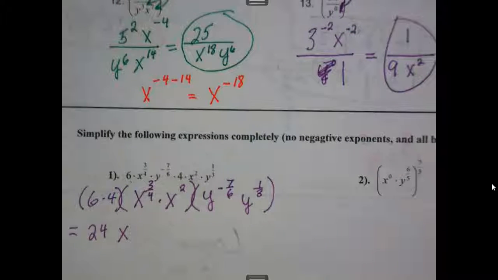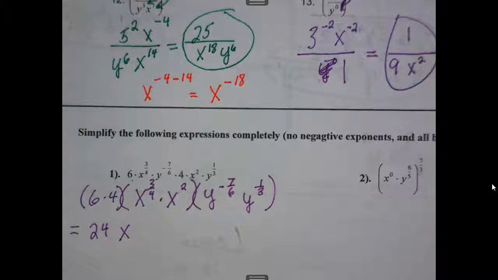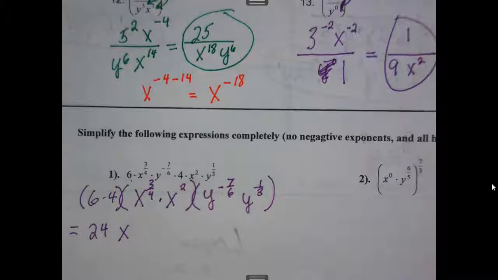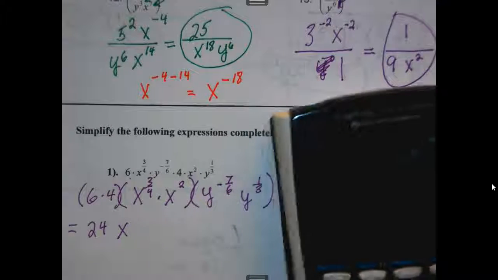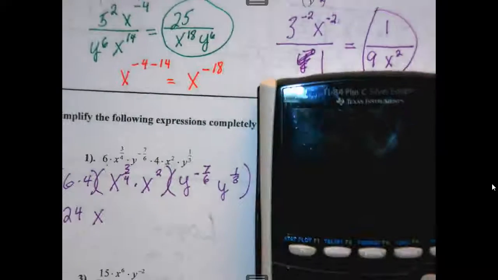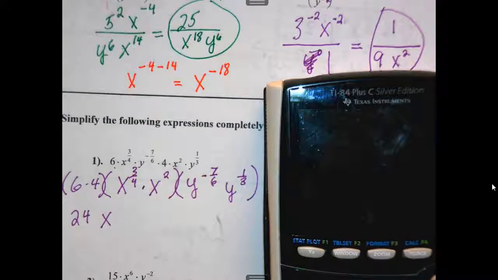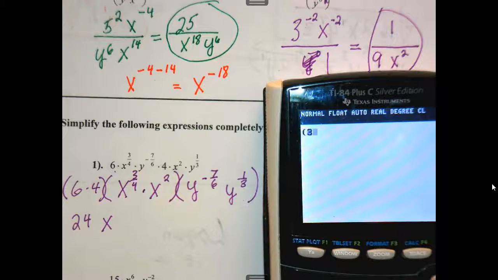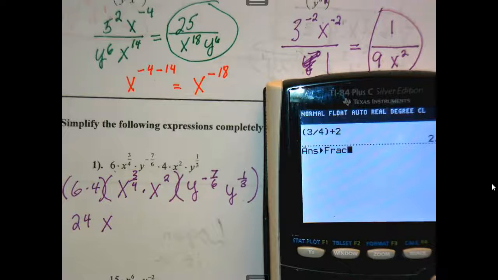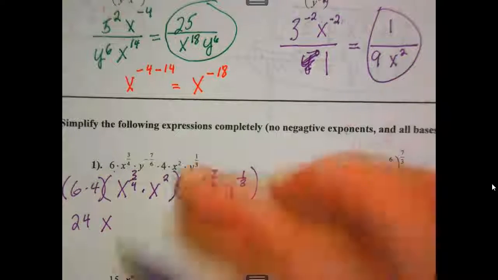Now, when I have the same base, what do I do with the exponents? Add them. How are you guys going to add them? What's the easiest way for you guys to add them? Yeah, your calculators. Okay, so I have 3/4 plus 2. Enter, hit math, enter, enter, and I get 11/4.